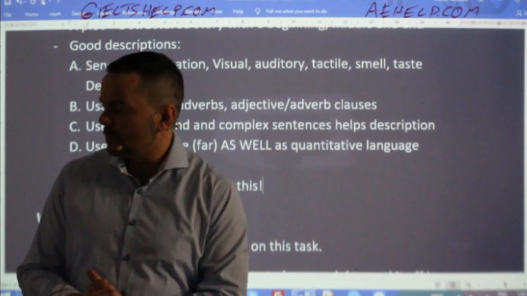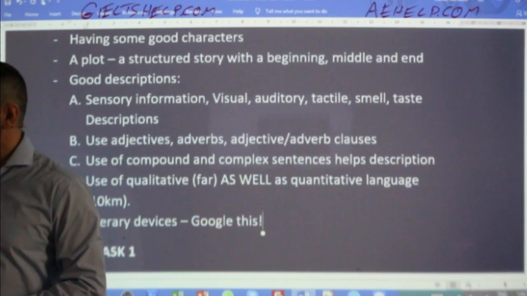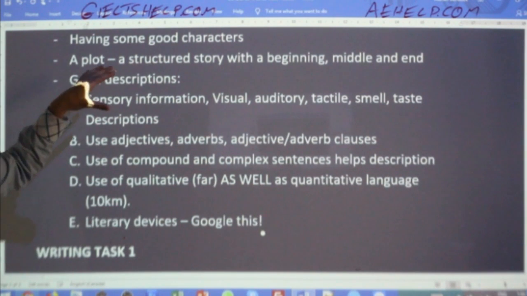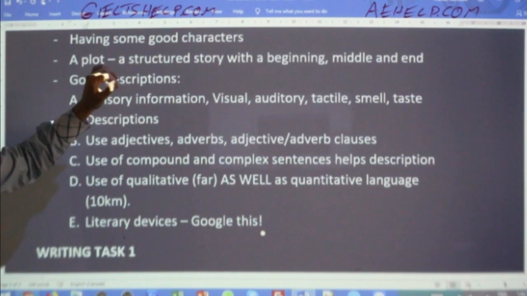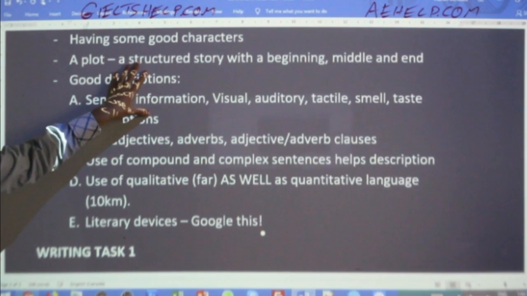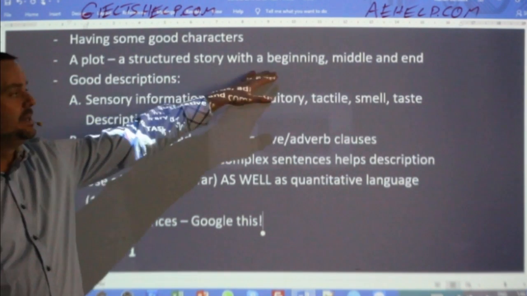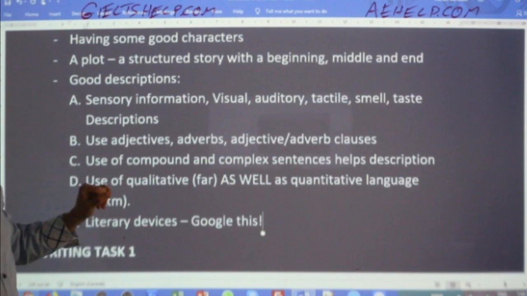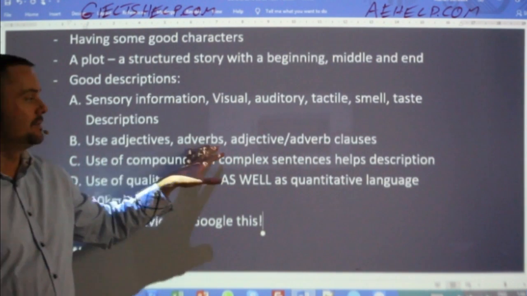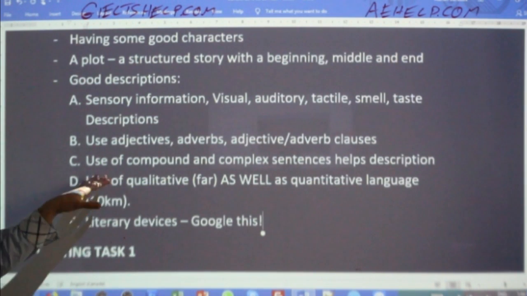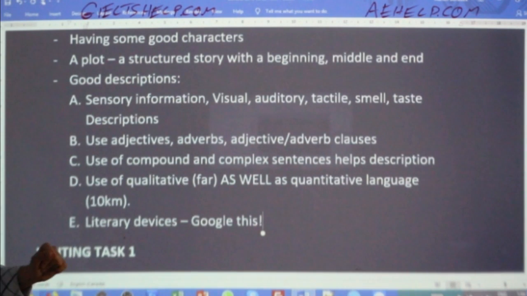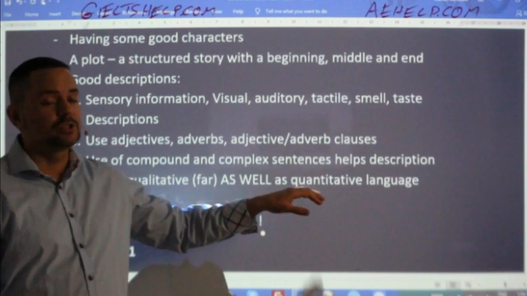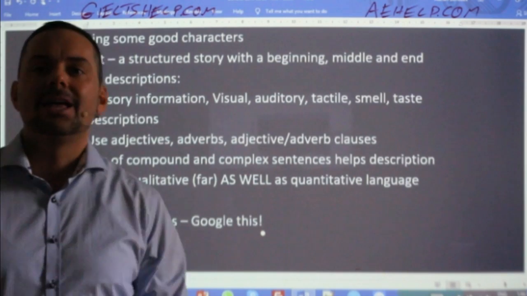Okay? All right, students. So again, remember, task 1, it's a narrative. It needs to have good characters, a beginning, a middle, and end. It should use sensory information. You should use adjectives, adverbs, and so on. Use compound, complex sentences. Use qualitative as well as quantitative language.